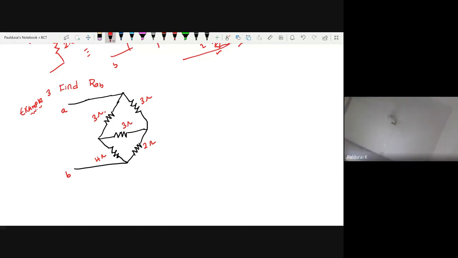My first question: whether the Wheatstone bridge is balanced or not? Not balanced. Yeah, you got the concept. If it is balanced, then you know what you will do. Simply you will remove this 3 ohm. And these two are connected in series, and these two are connected in series, and both are connected in parallel. That you know how to approach.